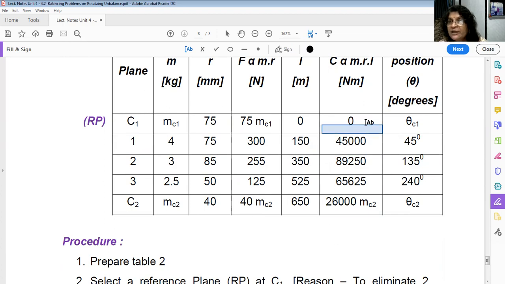Understood? So how many vectors are there? See, this is 0 only. So there are only 4 vectors. 1, 2, 3, 4. So my couple polygon will be nothing but, you can say, a quadrilateral. Okay. Now let us draw.